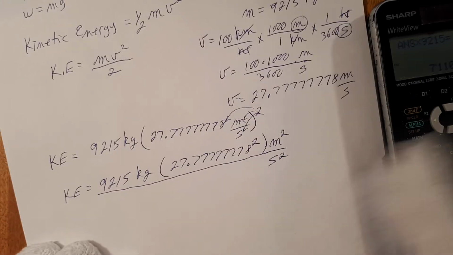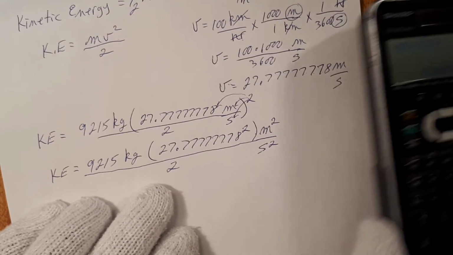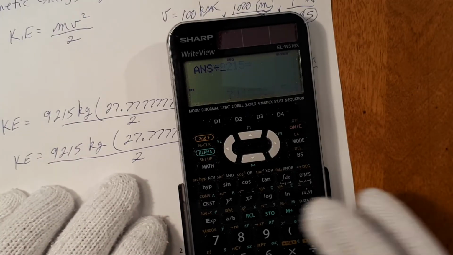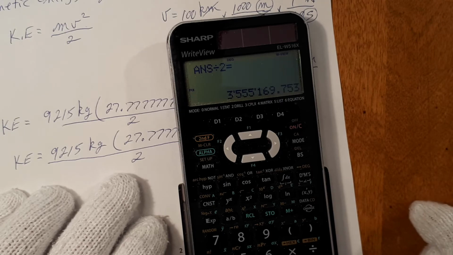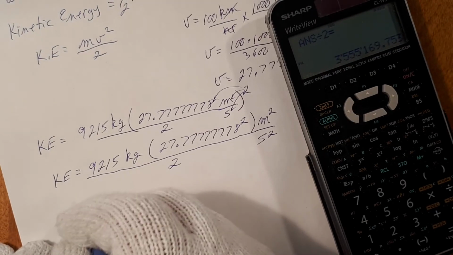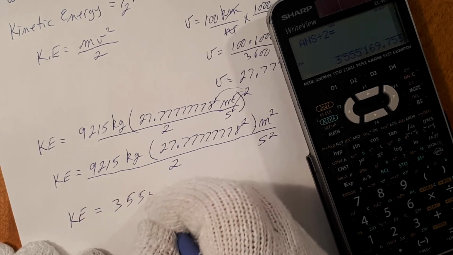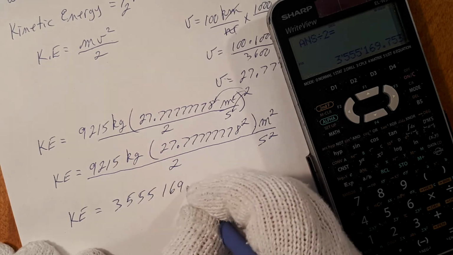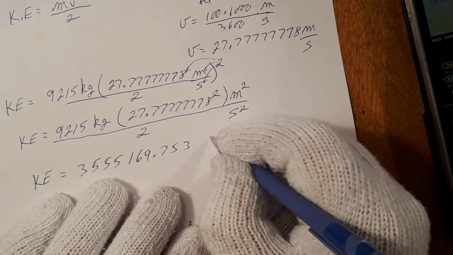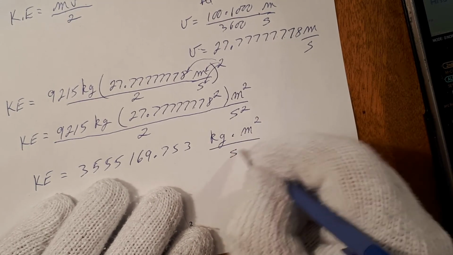And one thing I forgot to put in here, everything here is divided by 2. So take that number now and divide by 2. And that's equal to our final kinetic energy value. Kinetic energy is equal to 3555169.753, and the units are kilograms meters squared per second squared.